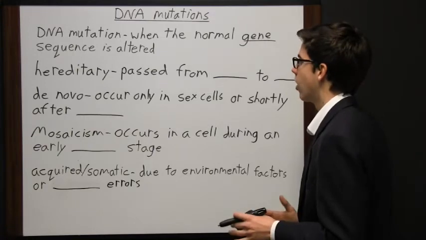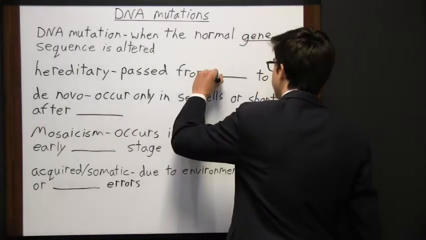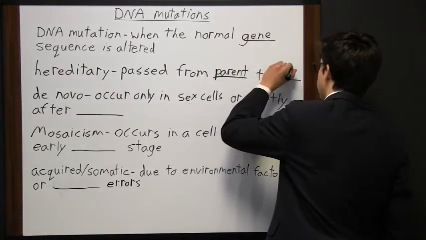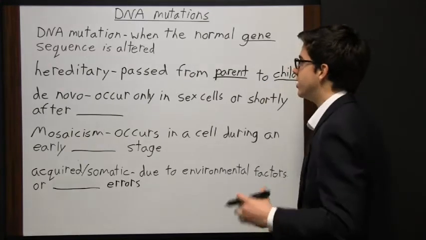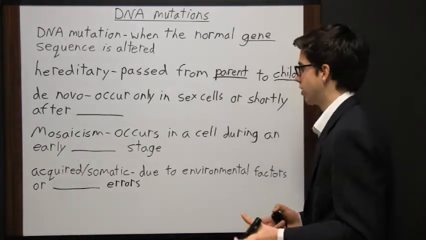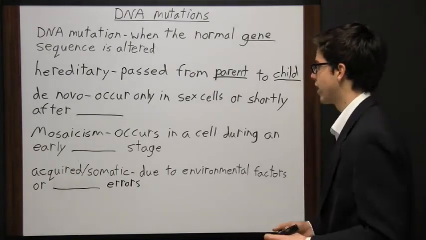So the first is hereditary. And this means the DNA mutation is passed from parent to child. So if a person has a gene disorder, it doesn't necessarily mean that their genes got messed up. It was just their parents' genes had a mutation.